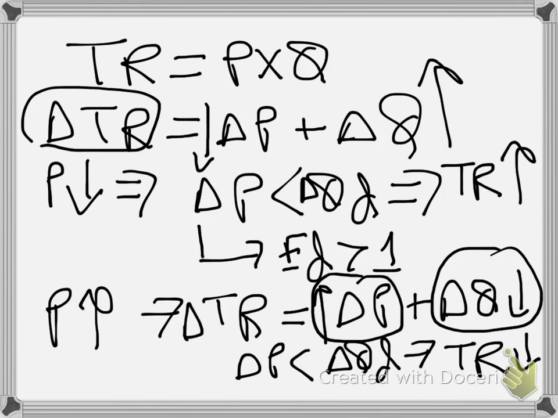So therefore, we can make some important conclusions. If the demand is elastic, an increase in price causes total revenue to go down, and a decline in price causes total revenue to go up. Something to be very important.